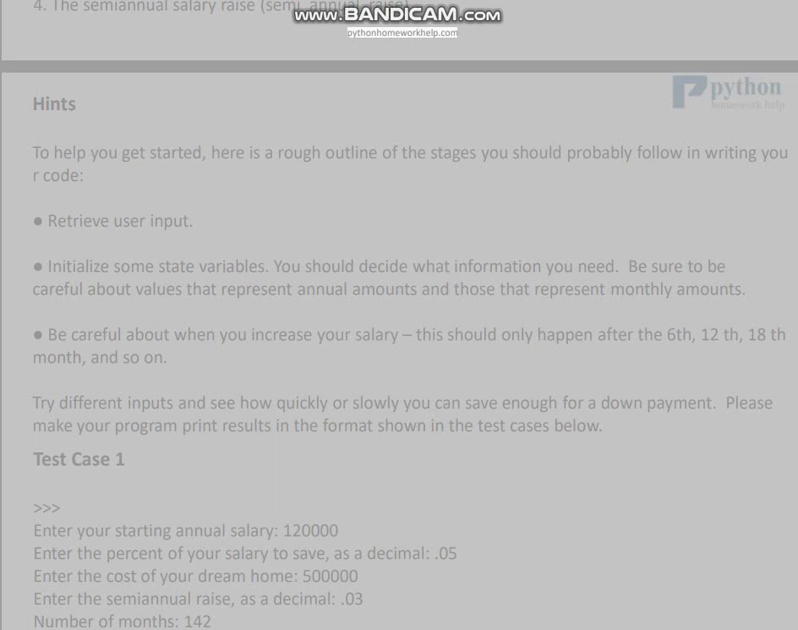Hints. To help you get started, here is a rough outline of the stages you should probably follow in writing your code. Retrieve user input. Initialize some state variables. You should decide what information you need. Be sure to be careful about values that represent annual amounts and those that represent monthly amounts. Be careful about when you increase your salary. This should only happen after the 6th, 12th, 18th month, and so on.